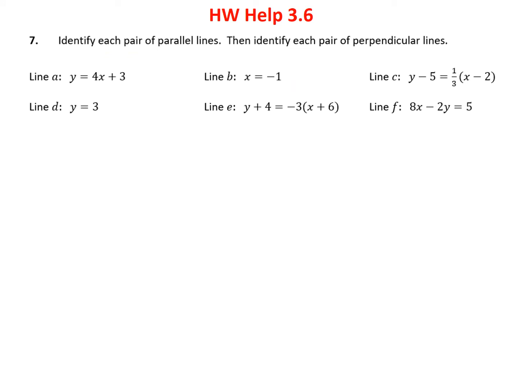Problem 7 is just going to ask us to apply all that we've learned about parallel and perpendicular lines to these 6 lines and find out which are parallel and which are perpendicular. So all we have to start is to figure out what's the slope. So line A, slope is 4. Line B, notice line D, I mean here, this is y equals 0x plus 3, so the slope is 0.